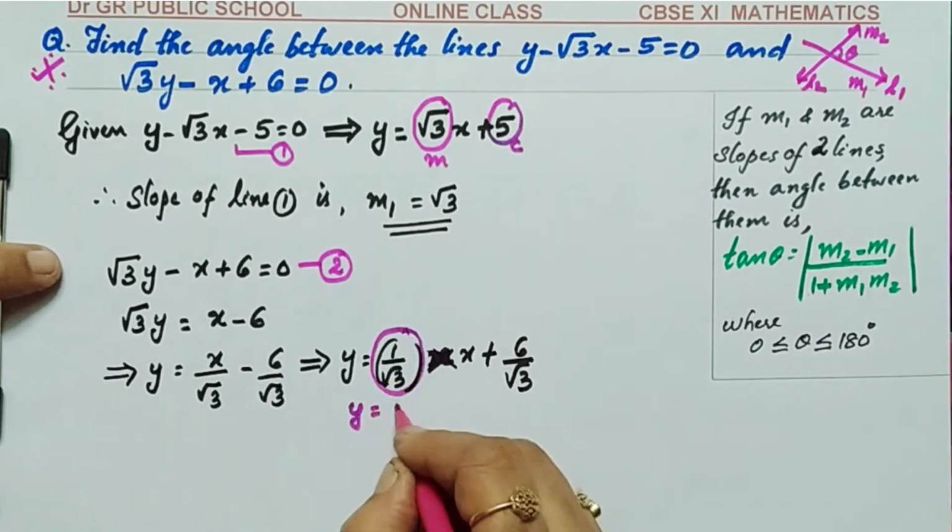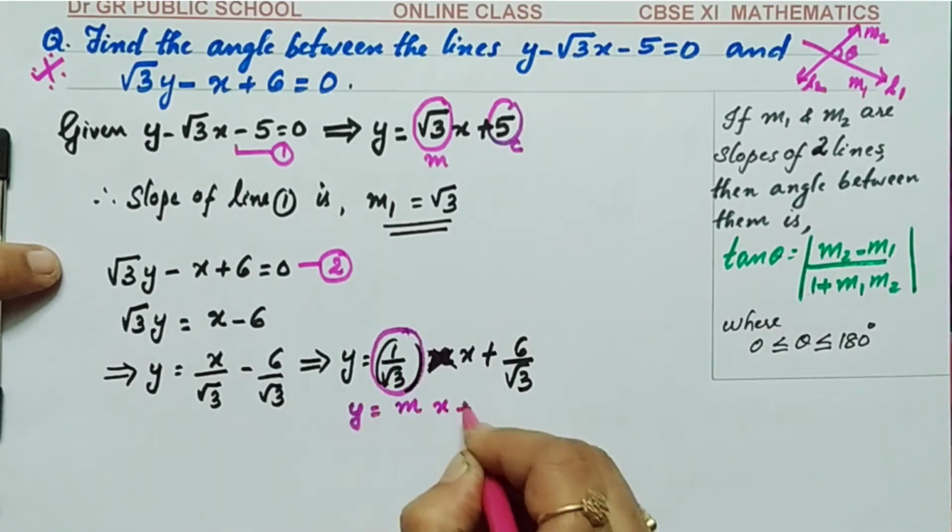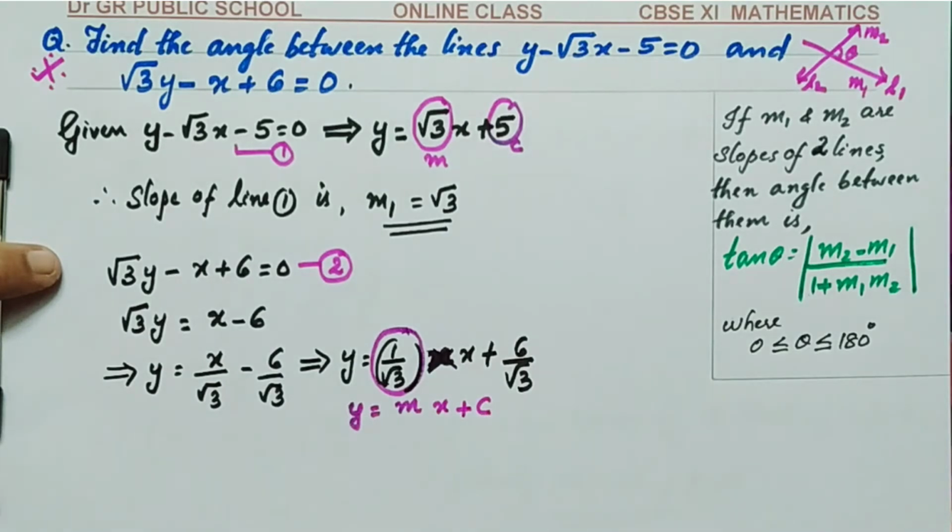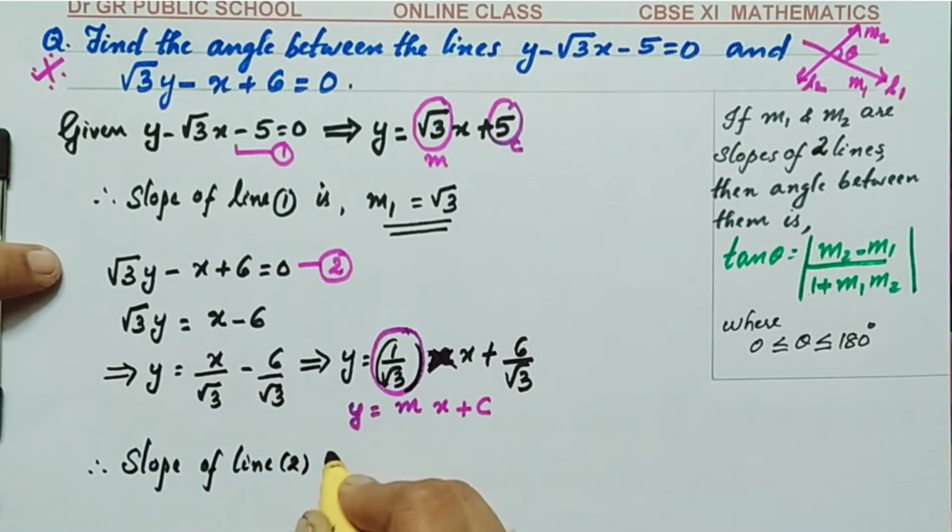Which is of the form y equals mx plus c. Here the slope of the second line, slope of line 2, we can take as m2 equals 1 by root 3. So to get the slopes, you need to arrange the equations in the form y equals mx plus c. Now we need to find the angle theta.